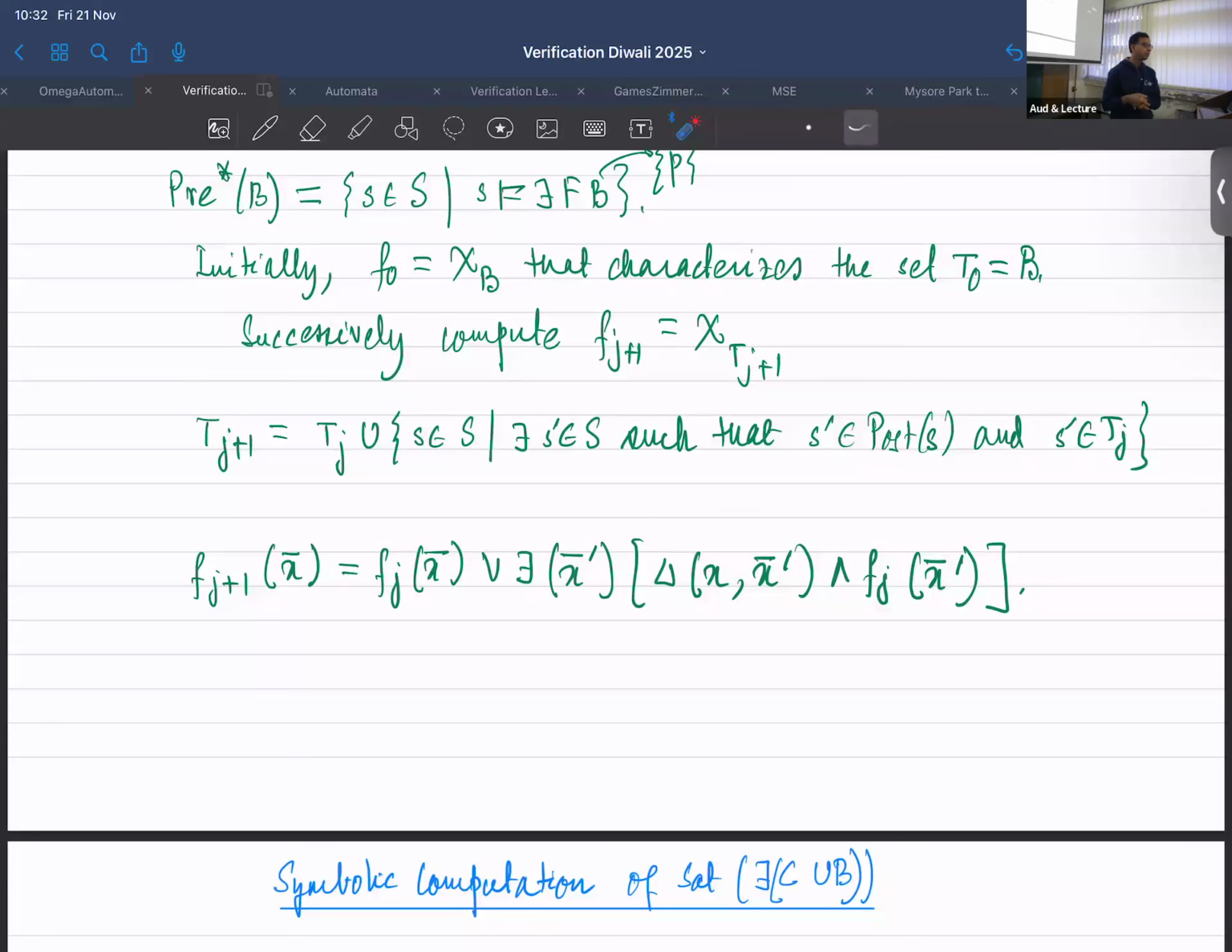How do you check whether they're the same function? Is the question clear? Yes. Right? Yeah.